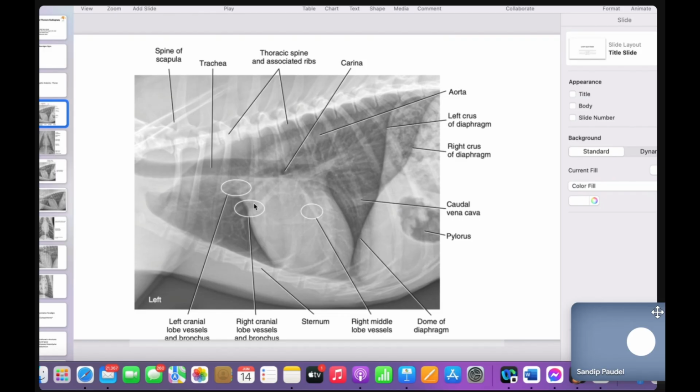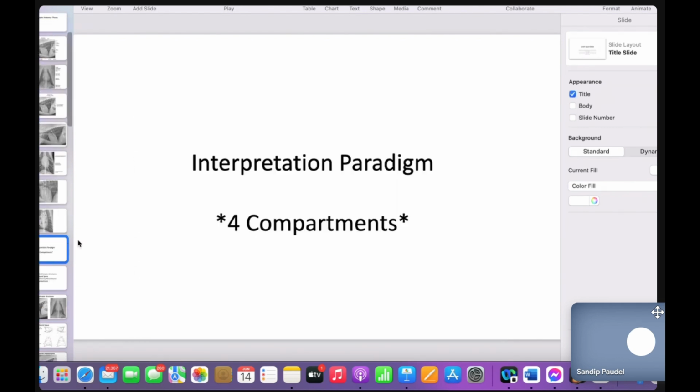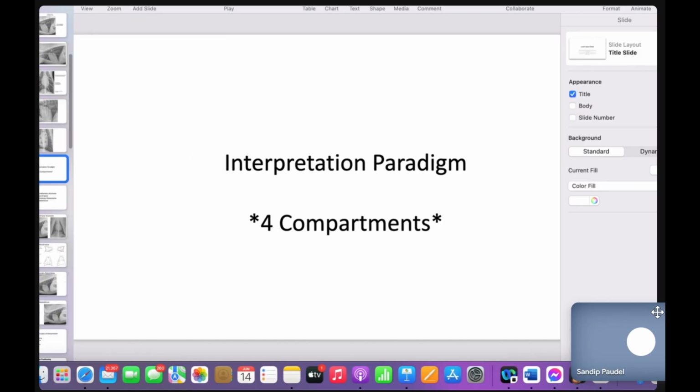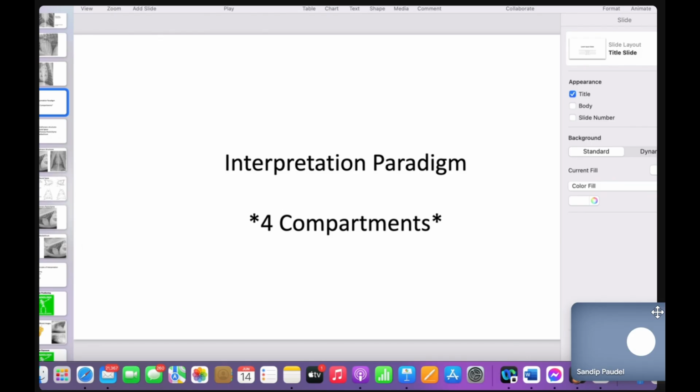So we may not see this vessel supply clearly in all normal cases, but if there is proper positioning and proper exposure, then it's very easy to appreciate all those supplies. So now let's go into the interpretation. Before going to interpretation, we have to understand the 4 compartments of the chest, as we already discussed.